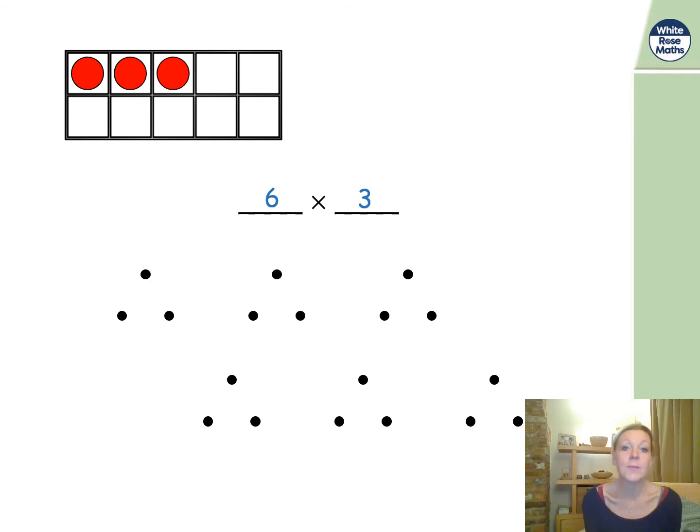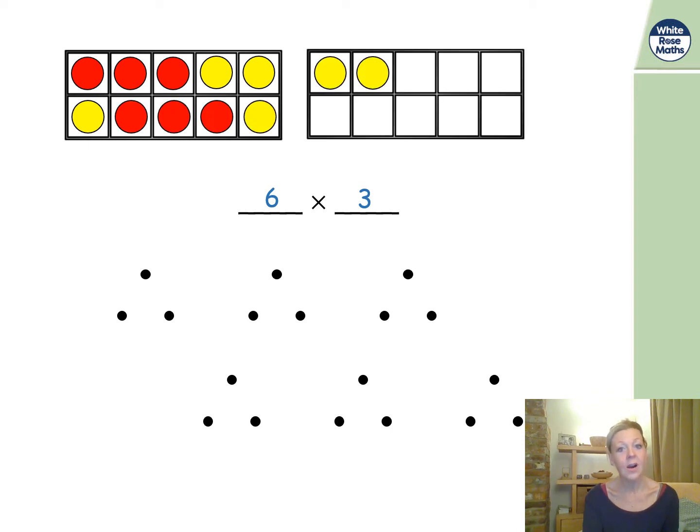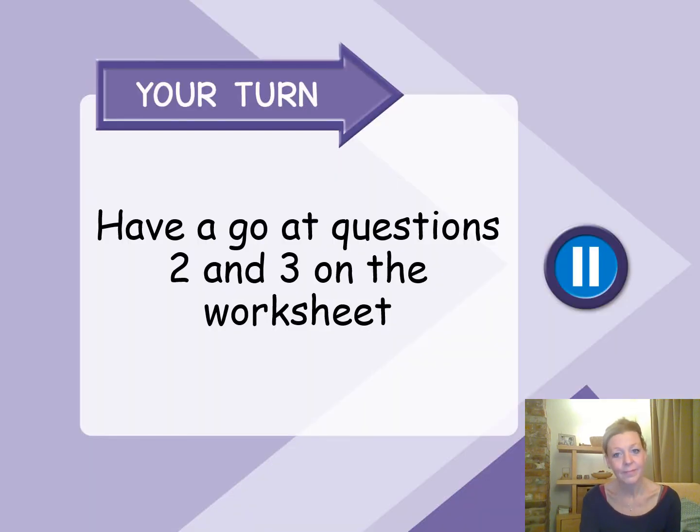We can also represent the same number sentence but using counters. Here the counters are in the tens grid. So we have 3, 6, 9, 12, 15, 18. It's your turn now to have a go at questions 2 and 3 on the worksheet.